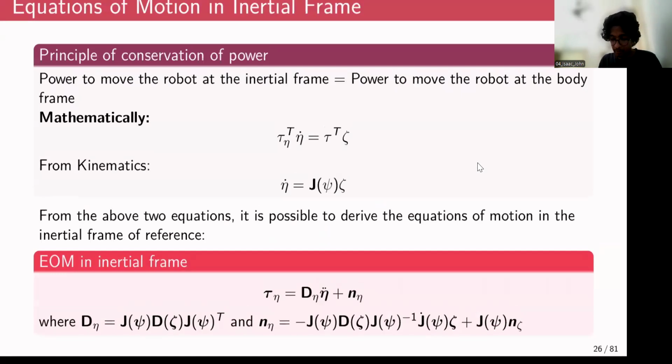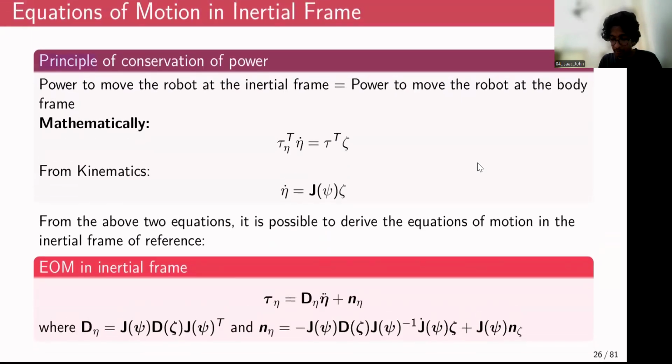And one important aspect was that often at times you find it necessary to have a change of coordinates, or to define the dynamic equations of motion with respect to the inertial frame of reference, right? Because what we have defined earlier was something like this: tau as D of theta theta double dot plus N of theta theta dot. So this entire equations of motion was derived with respect to the body fixed frame of reference.